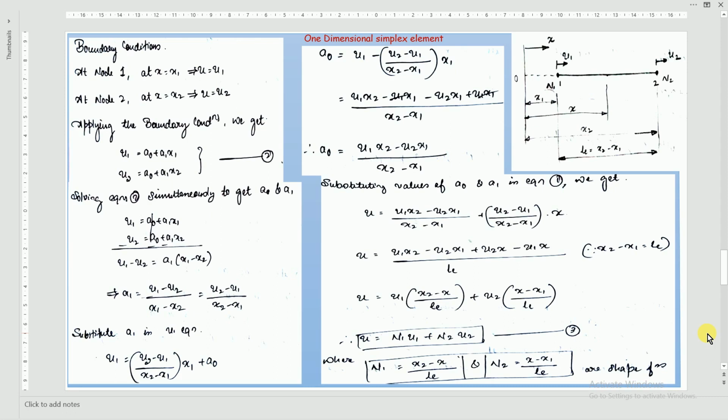Still it is not complete. The derivation is not yet complete. This is over, but we have to see the variation: when you substitute the value of x, how your shape function will vary from this point to this point. Quickly, because there is no more time now, let me move on to the next slide. I'll share this with you later on.